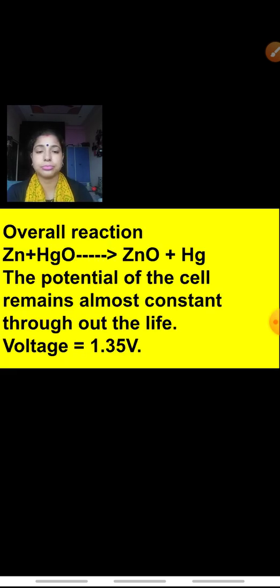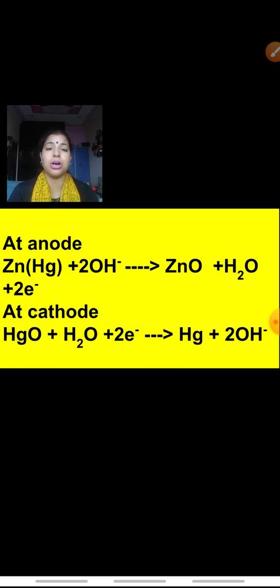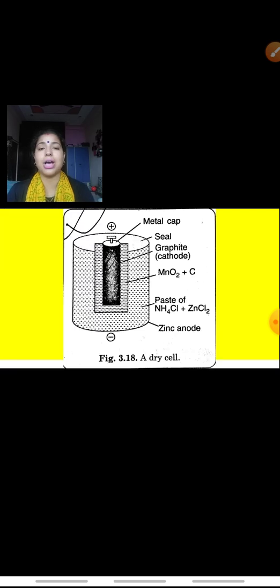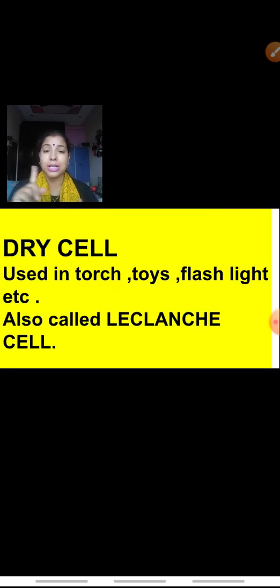Now children, so we have done two important primary cells. Primary means non-rechargeable cells today. The first one is your dry cell and the second one is your mercury cell. Where is dry cell used? It is used in torch, flashlights, toys, etc. And the mercury cell, that is a small button cell, is used in hearing aids, in watches and many other small things. For lighting up the LED lights also, many a times in small toys it can also be used.